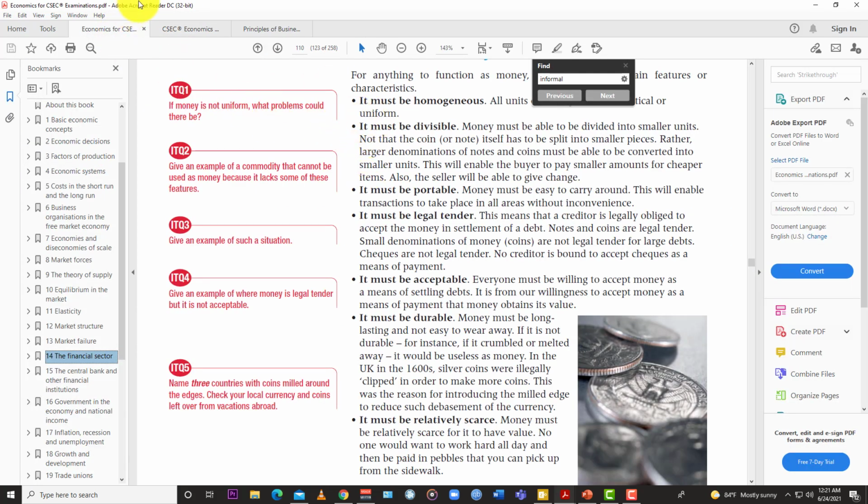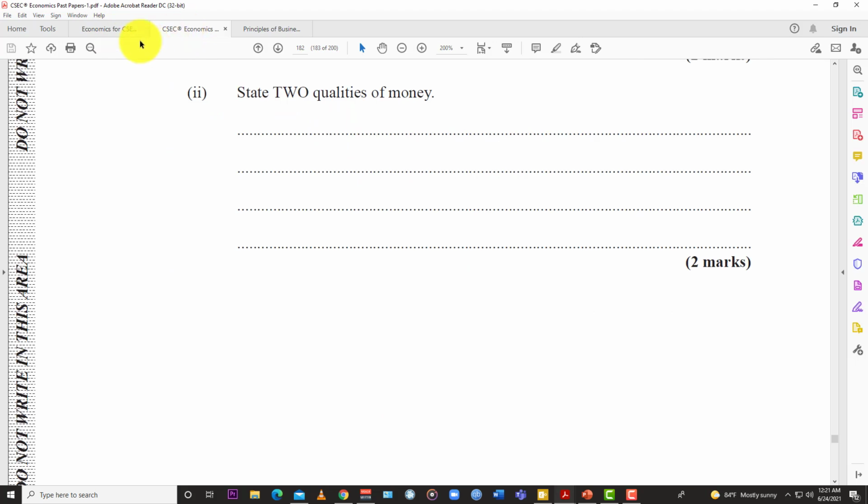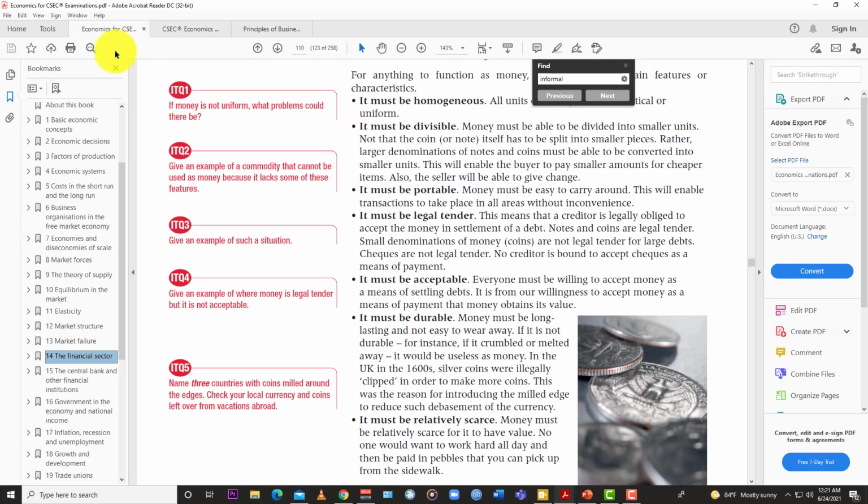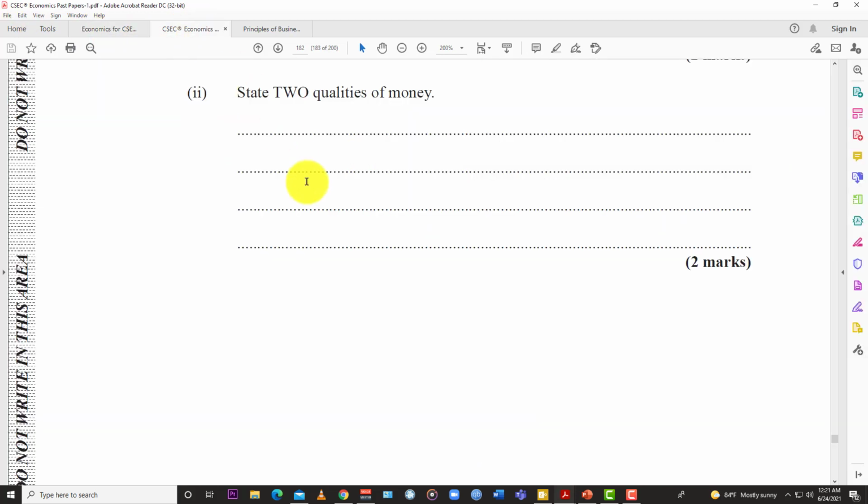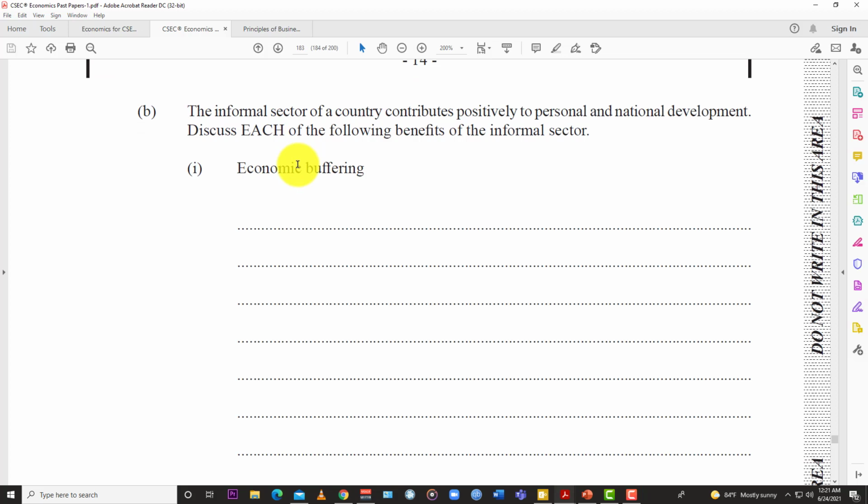Again, they're only asking for 2, and so we have it must be divisible. It must be portable. It must be legal tender, it must be acceptable, it must be durable, and it must be relatively scarce. Those are the qualities or features or characteristics of money. So far, so good. Next question.